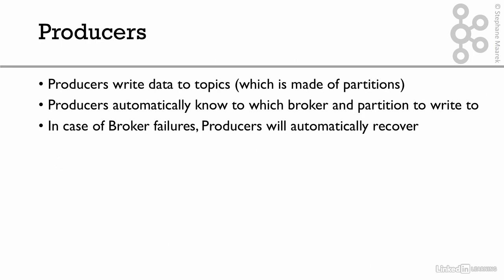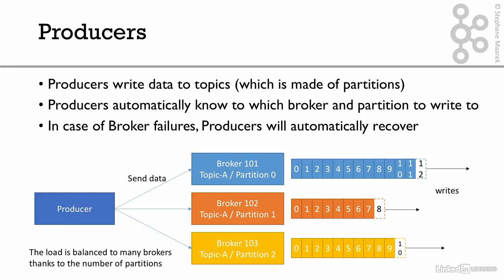So when there's a broker failure, for example, and the broker goes down, as we saw in the previous example, the producers will automatically recover. They're just well programmed. You don't have to implement that feature. It's done for you. So here's what it looks like in real life.